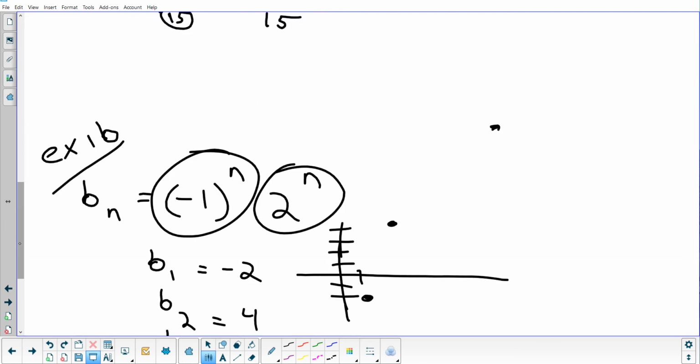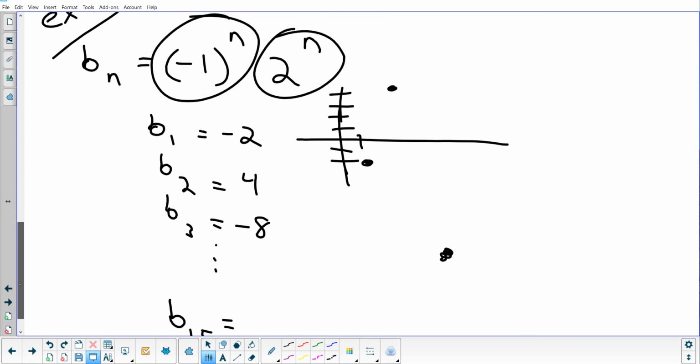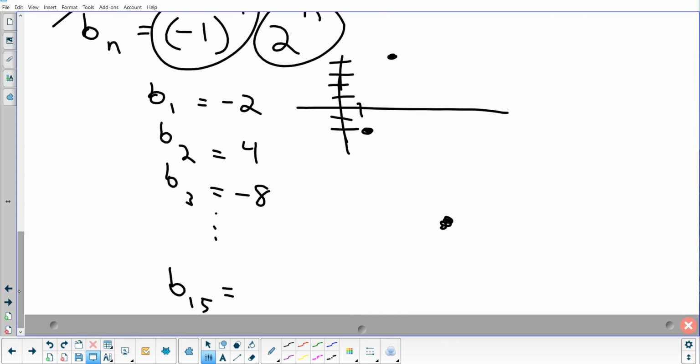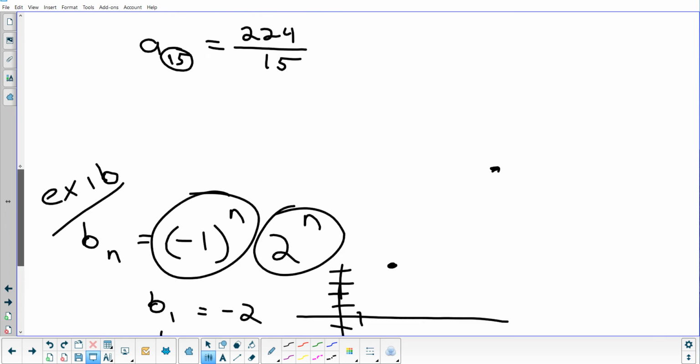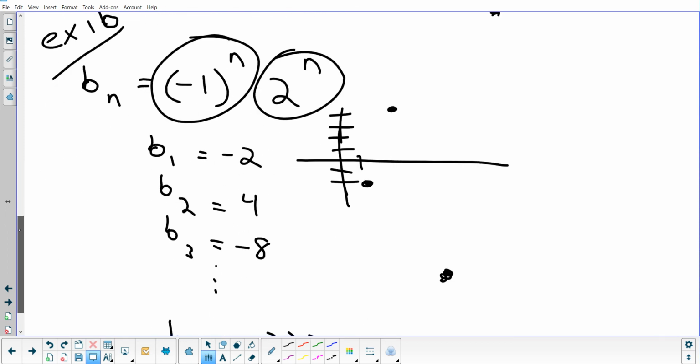Okay, and the 15th term, what's 2 to the 15th power? 32,768. Yep, 32,768. And should it be a positive or a negative? Negative. Yeah, the odds are always coming out negative in this formula. The even positions are coming out positive. Okay, so negative 32,768.